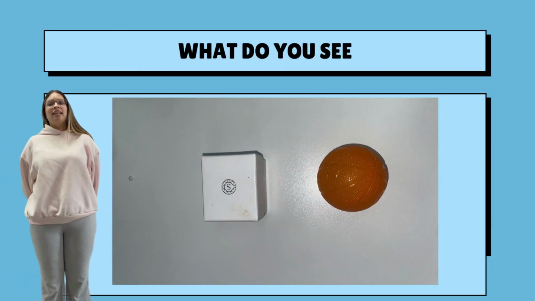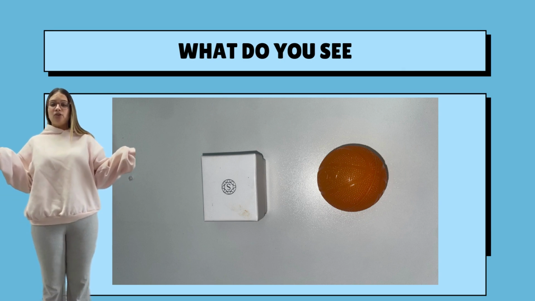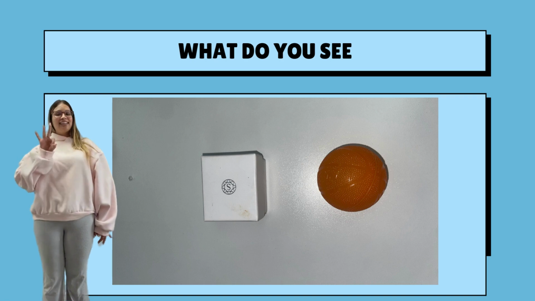Look at the objects laid out on the board. What do you see? What are these objects examples of? They're examples of 3D shapes.